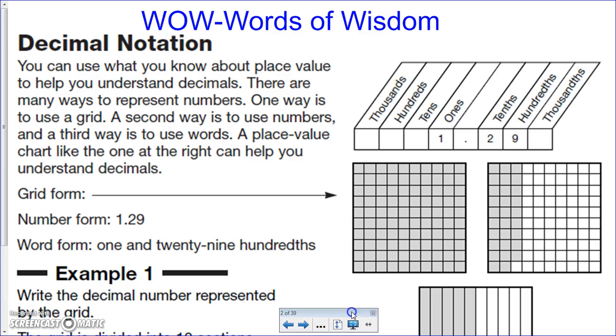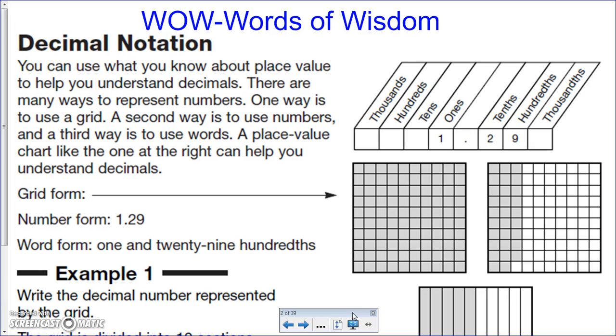Decimal notation. You can use what you know about place value to help you understand decimals. There are many ways to represent numbers. One way is to use a grid. A second way is to use numbers, and a third way is to use words. A place value chart like the one at the right can help you understand decimals.